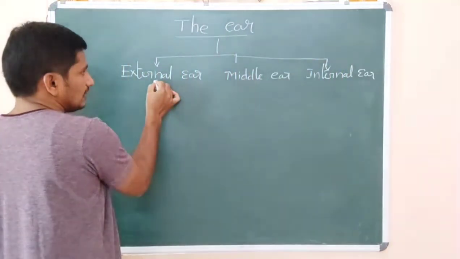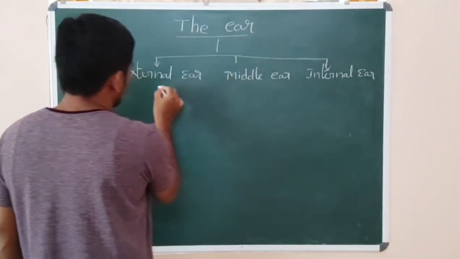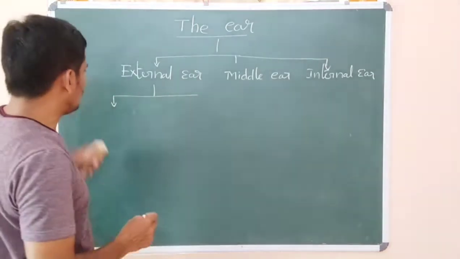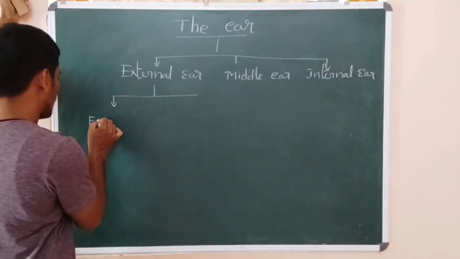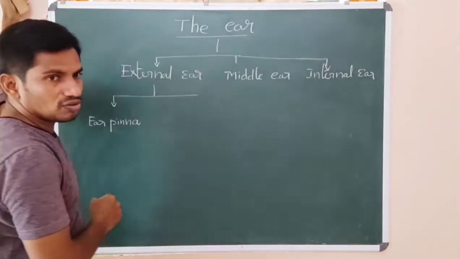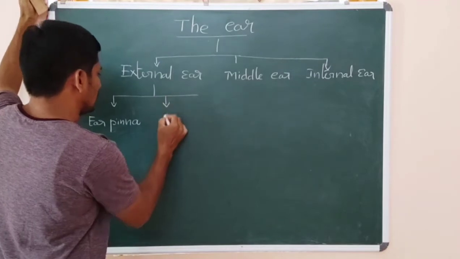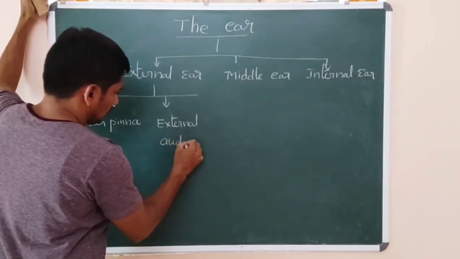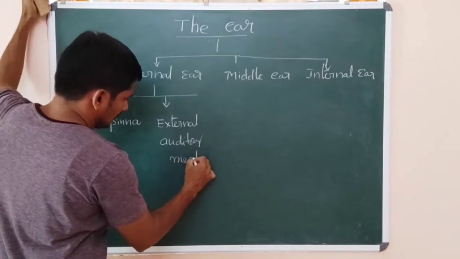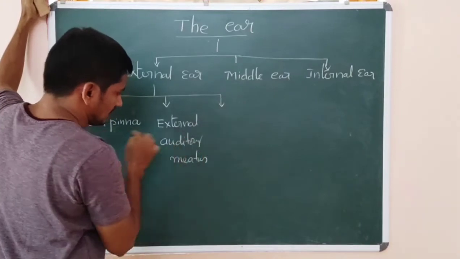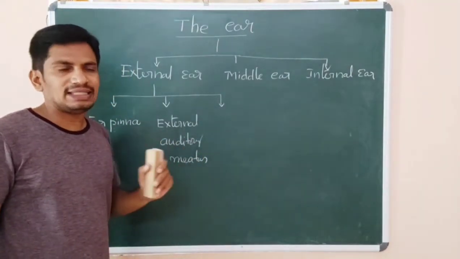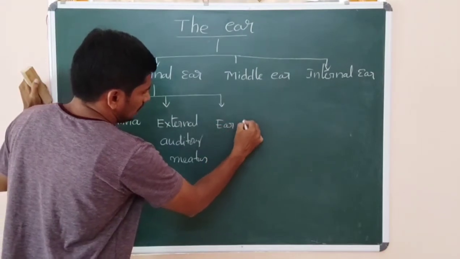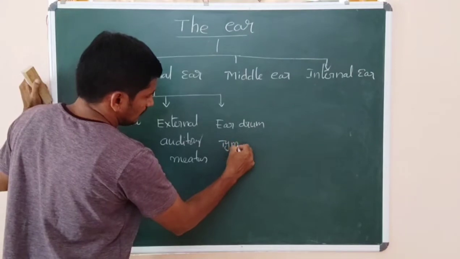Now, the external ear consists of three parts. The first one is the ear pinna, also called the auricle. The second one is the external auditory meatus. The external auditory meatus, or the external auditory canal, ends with the tympanic membrane, which is known as the eardrum.